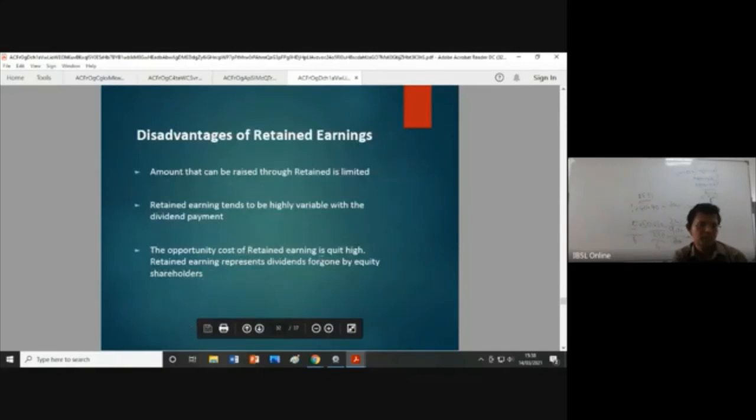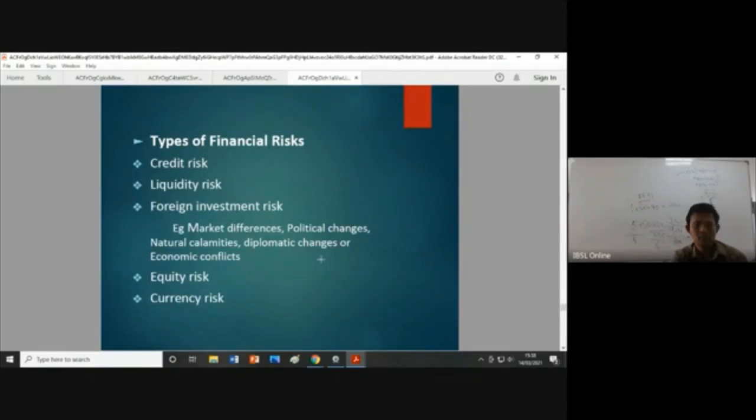So finally, the disadvantages and advantages of what you have seen, and the types of financial risk. We have discussed these risks as well. Credit risk we have discussed, default risk we have discussed, liquidity risk. Yes, if there is no liquidity, you can sell it at a loss.